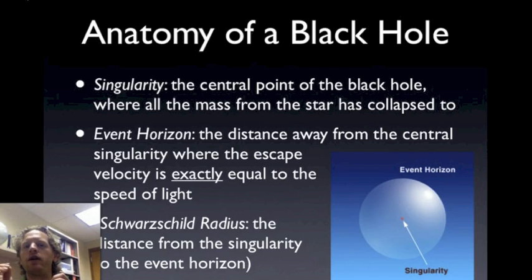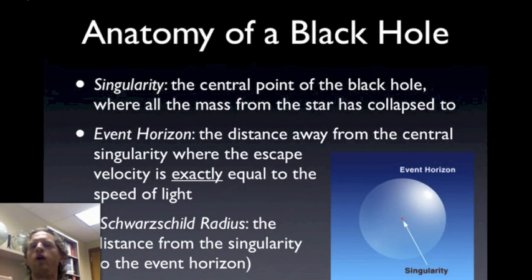But if you keep on going further and further away from that singularity, eventually you reach a point where you only have to go the speed of light to escape. And so that's what's known as the event horizon. It's that distance away from the singularity where the escape velocity is exactly the speed of light. If you're inside of that event horizon, you have to travel faster than the speed of light to escape it. So once you get inside of that event horizon, you can no longer escape the black hole.